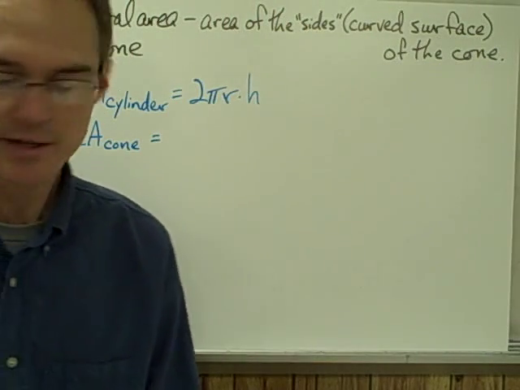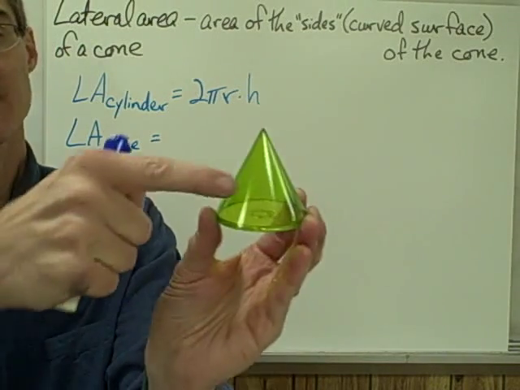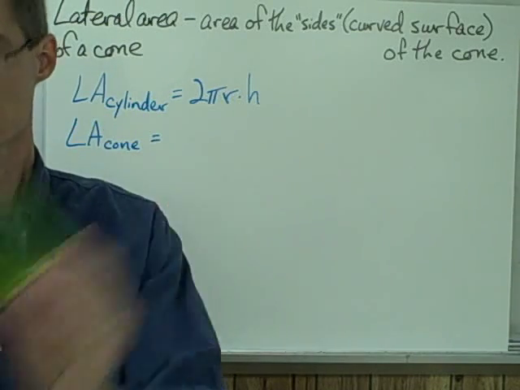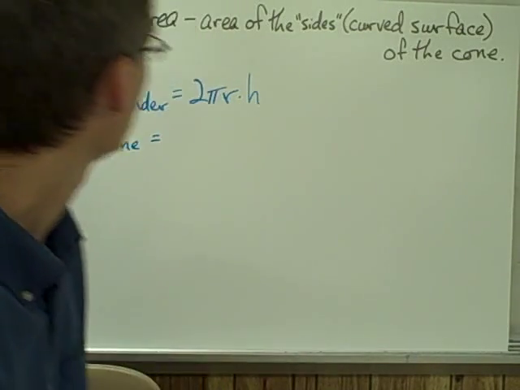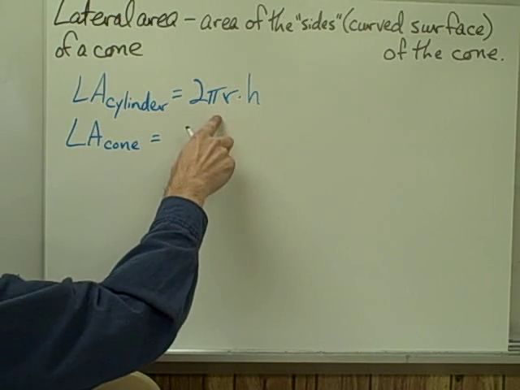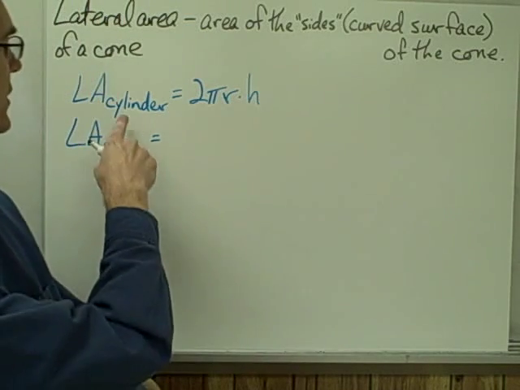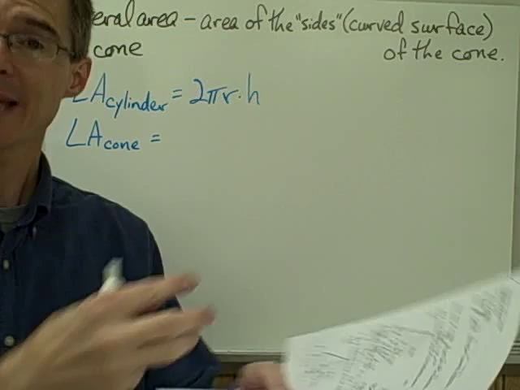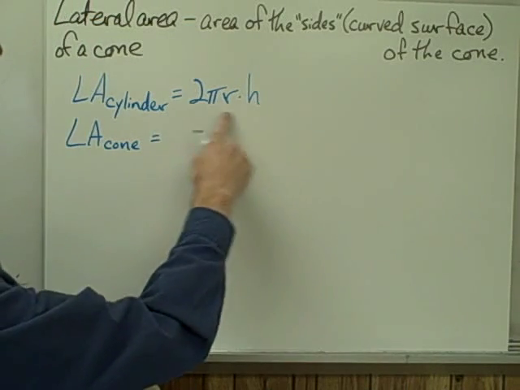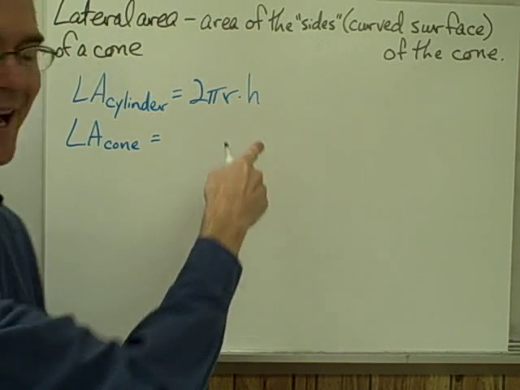Now the lateral area of a cone is just the area of the sides, if you want to think of it as the sides of a cone. It's just the curved surface part of the cone. And to find the lateral area of a cone, it's similar to the lateral area of a cylinder. If you remember when we talked about the lateral area of a cylinder, we had a little soup can, and I unrolled the label off the soup can, and we found that the lateral area of a cylinder can be found by 2 pi r times the height of the cylinder.